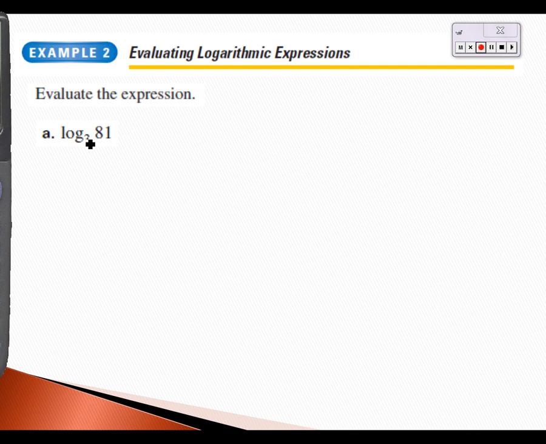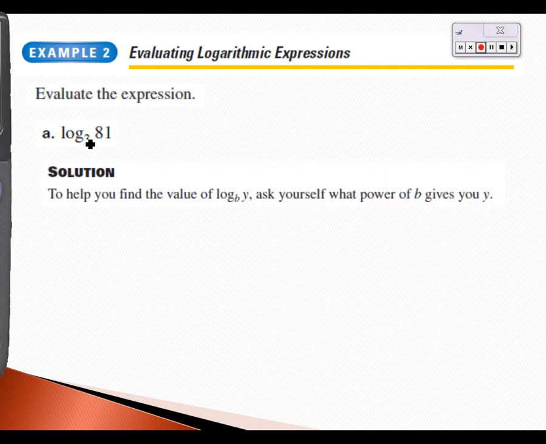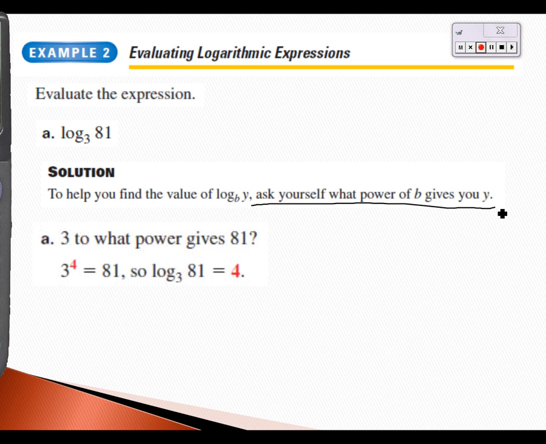What exponent, Mr. Chase? The exponent that turns 3 into 81, right? So can you name it? 3 raised to what power is the question I always want you to ask. Gives you 81. What is it? 4. So anytime you see a logarithm, I want you to ask this question, right? In this particular case, 3 to what power gives you 81?